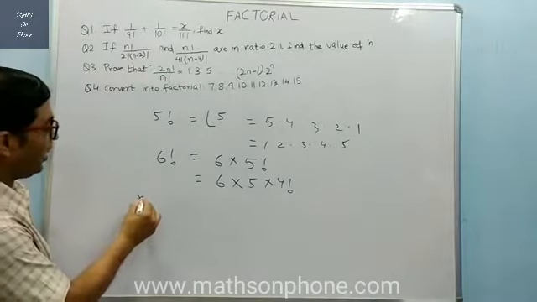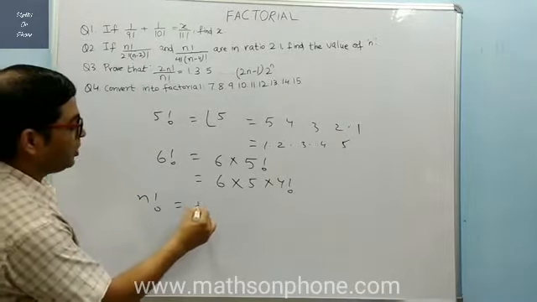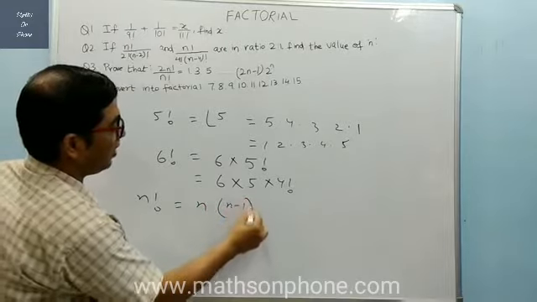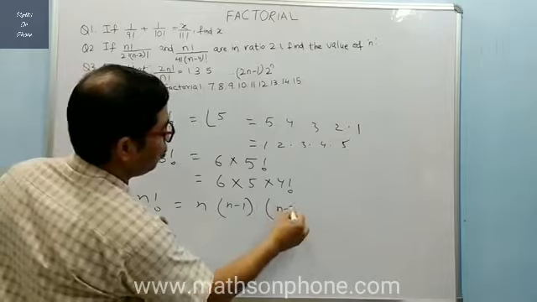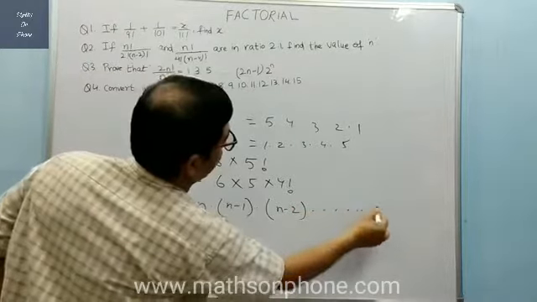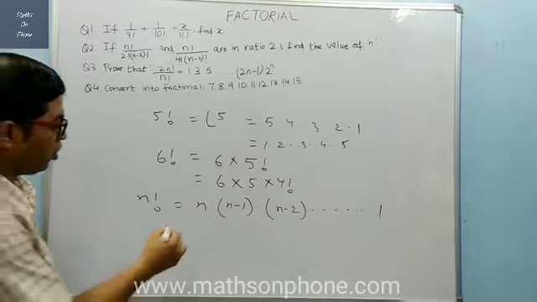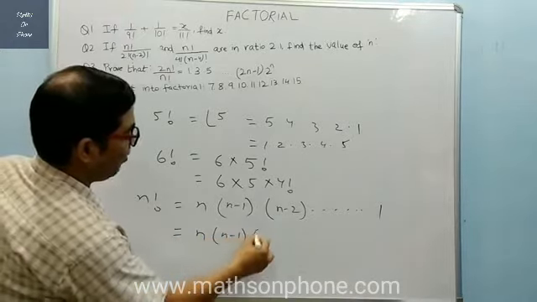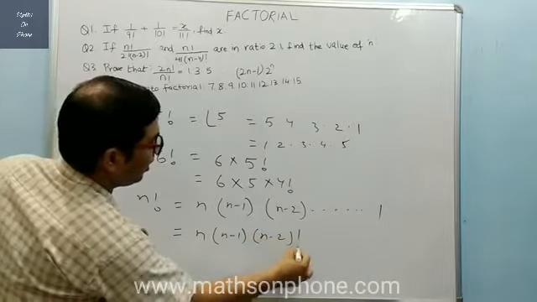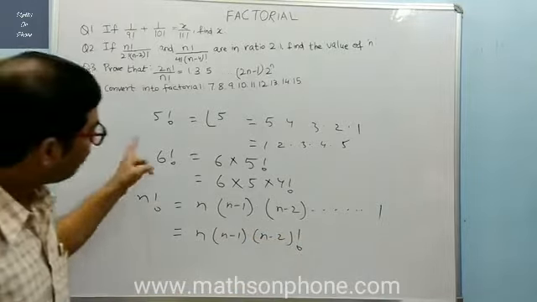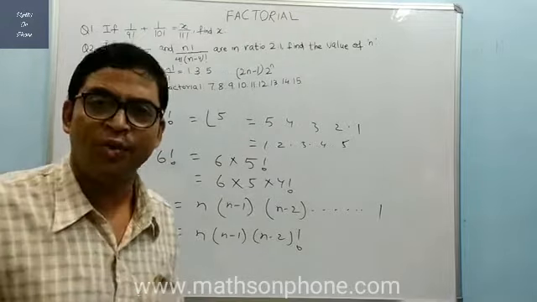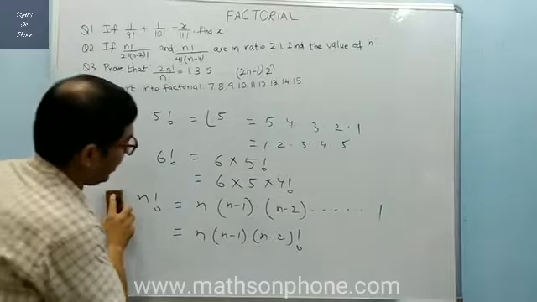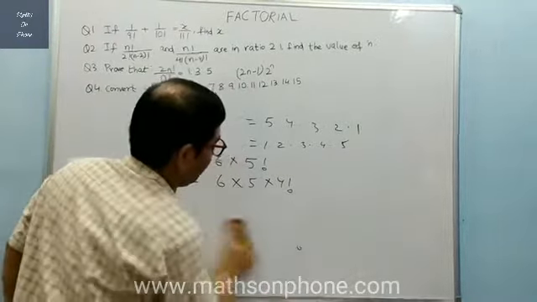So n factorial can be written in this way: n into 1 less than n, that is n minus 1, 1 less than that, n minus 2, up to 1. Suppose I want to stop somewhere, so I will write n into n minus 1 into n minus 2 factorial like this. So be conversant with the conversion of the factorial terms in the comfortable terms. Okay, hope you understood about the factorial.